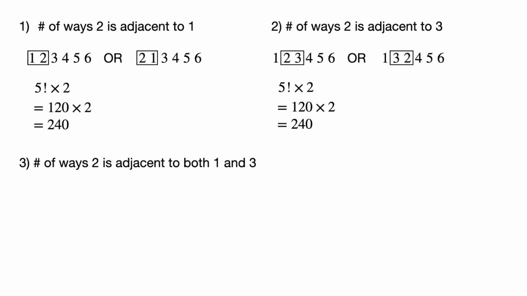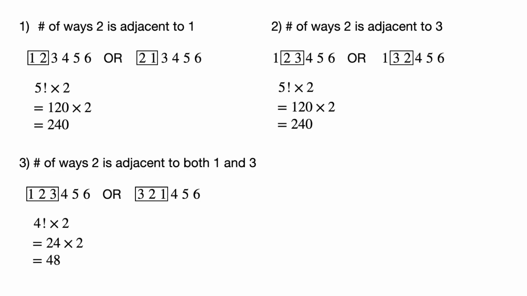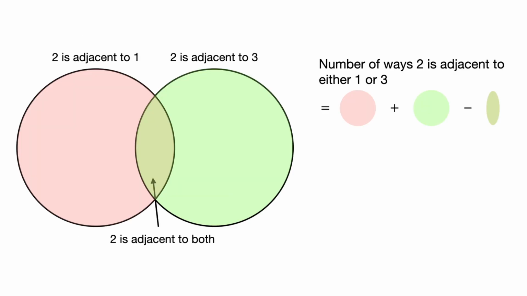For the third thing on our list, it's also quite similar. This time though, we group 1, 2, and 3 together since 2 needs to be adjacent to both. And unlike before, this gives us 4 objects instead of 5. So we use 4 factorial. But similarly, we can switch the place of 1 and 3 so that they're both still next to 2. So we multiply 4 factorial by 2, simplify and get 48.